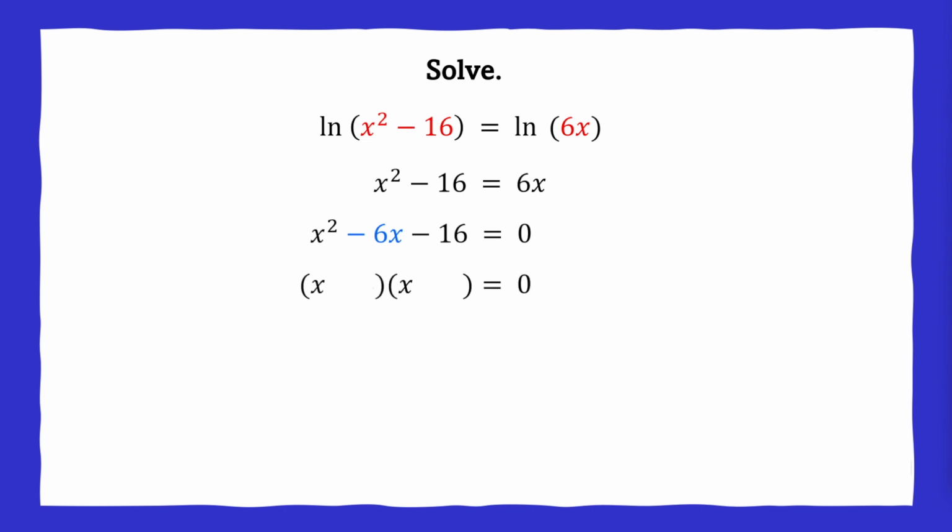Let's see if it's factorable. We look for two numbers that multiply to -16 and add to -6. -8 and 2 work. Using the zero product property, we get x equals 8 or -2.